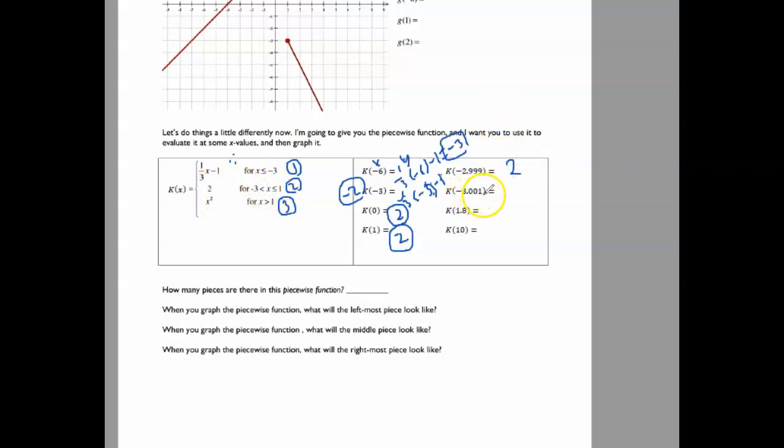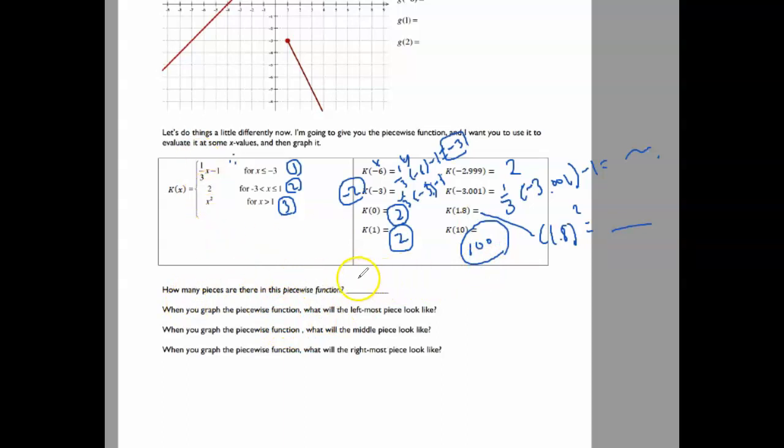Negative 3.1, that's less than negative 3. So first one. So it's going to be 1/3 times negative 3.001 minus 1, which is negative, I don't know, whatever, too lazy. 1.8 goes to the last one, 1.8 squared. I don't have a calculator, so look at the notes. 10, the last one, 10 squared is 100. Cool?